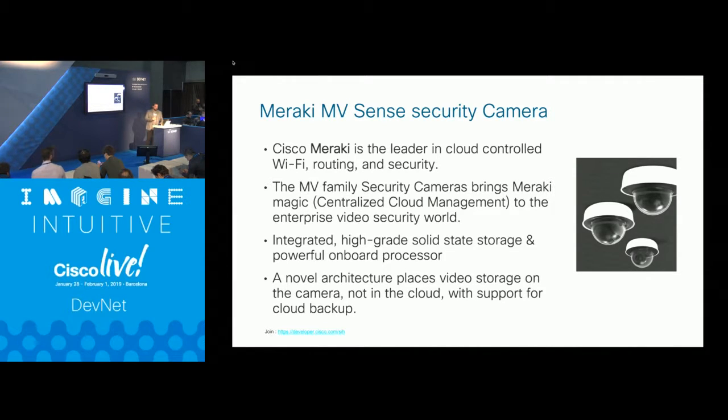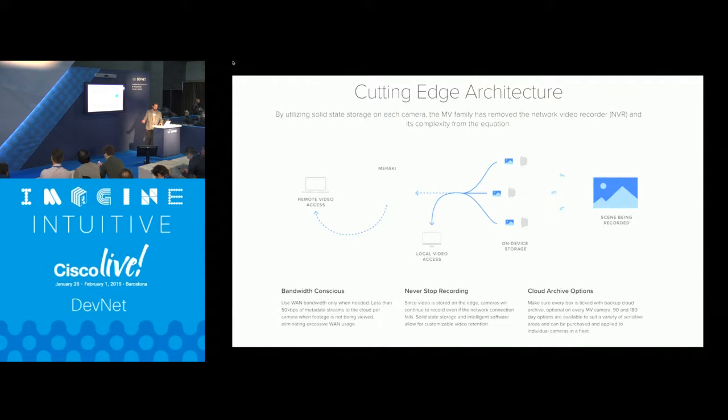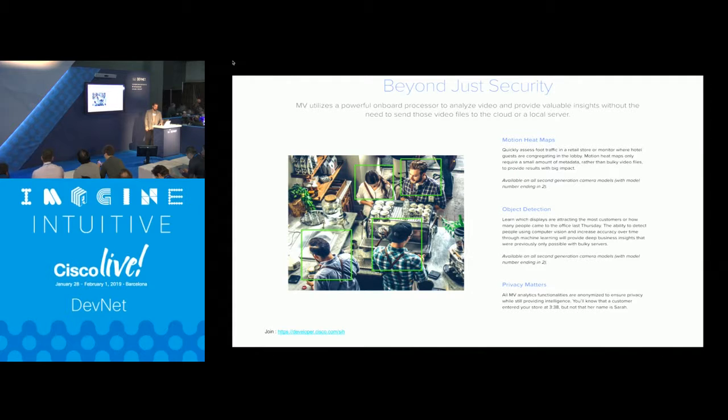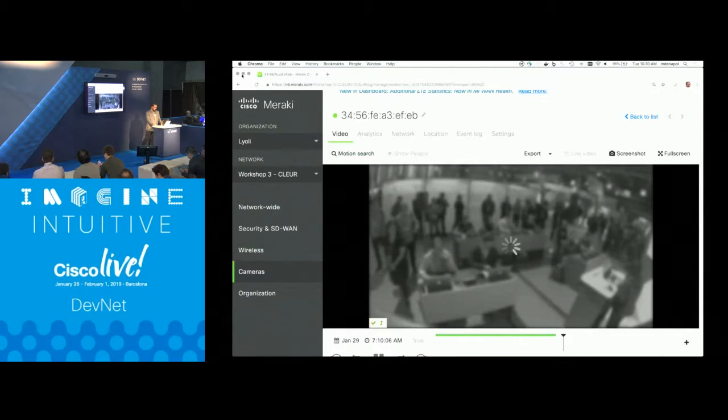And so the video storage is on the camera, not in the cloud. But there is support for cloud backup, so you can turn that on and off if you want to. I'm not going to worry about this architecture. We can generate motion heat maps. That's another item I wanted to show you guys.